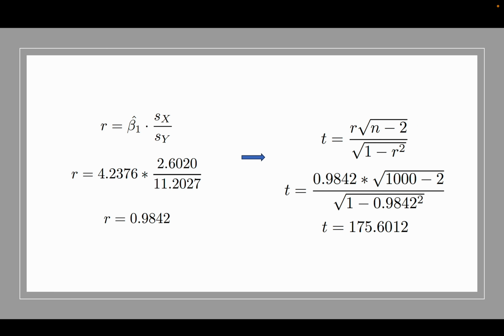In the computation here, I'm calculating this test statistic by first calculating the correlation coefficient, which based on the previous slides is 0.9842. I'm then using the formula from the last slide and a sample size of 1,000 to compute the test statistic, which comes out to be 175.6012.